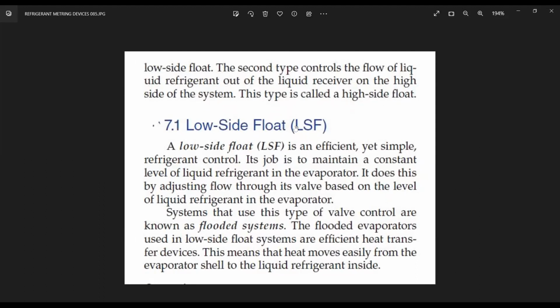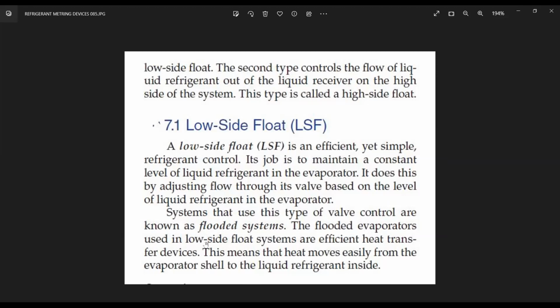So, a low side float, LSF, is an efficient yet simple refrigerant control. Its job is to maintain a constant level of liquid refrigerant in the evaporator. It does this by adjusting flow through its valve based on the level of the refrigerant in the evaporator. Basically, the control operates based on how much refrigerant there is in the evaporator. Systems that use this type of valve control are known as flooded systems. So only the ones which have a flooded system can be used for this fluid operation.